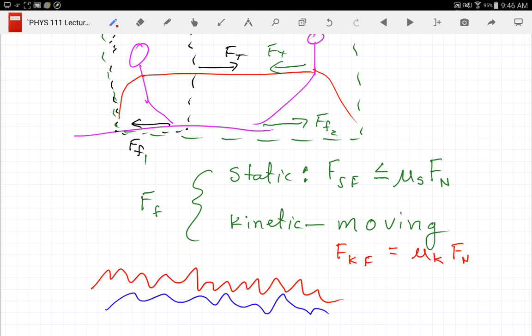So static friction can always be higher. The other difference, equal versus less than or equal. Static friction will be whatever friction is necessary to make it not move until you've reached the maximum, and then it slides and you no longer have static. Kinetic friction is always equal to this, and its direction is going to be opposite to the direction of the sliding.